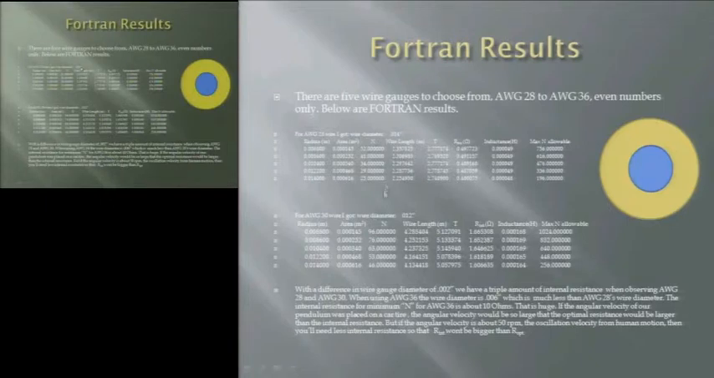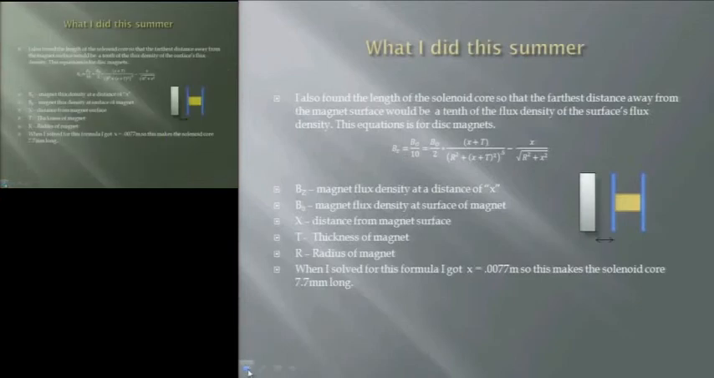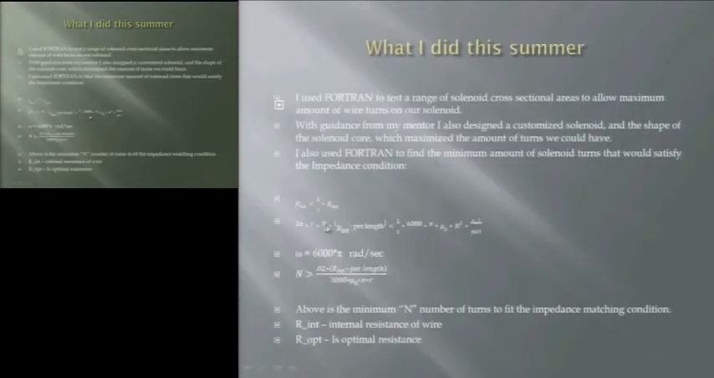The minimum allowable would barely even get you to match the impedance condition. It wouldn't match. So basically, if you have a huge internal resistance, if it's too big, you would have to have a huge amount of RPMs in order for R optimal to be bigger than this side. You would have to have a huge amount of RPMs.